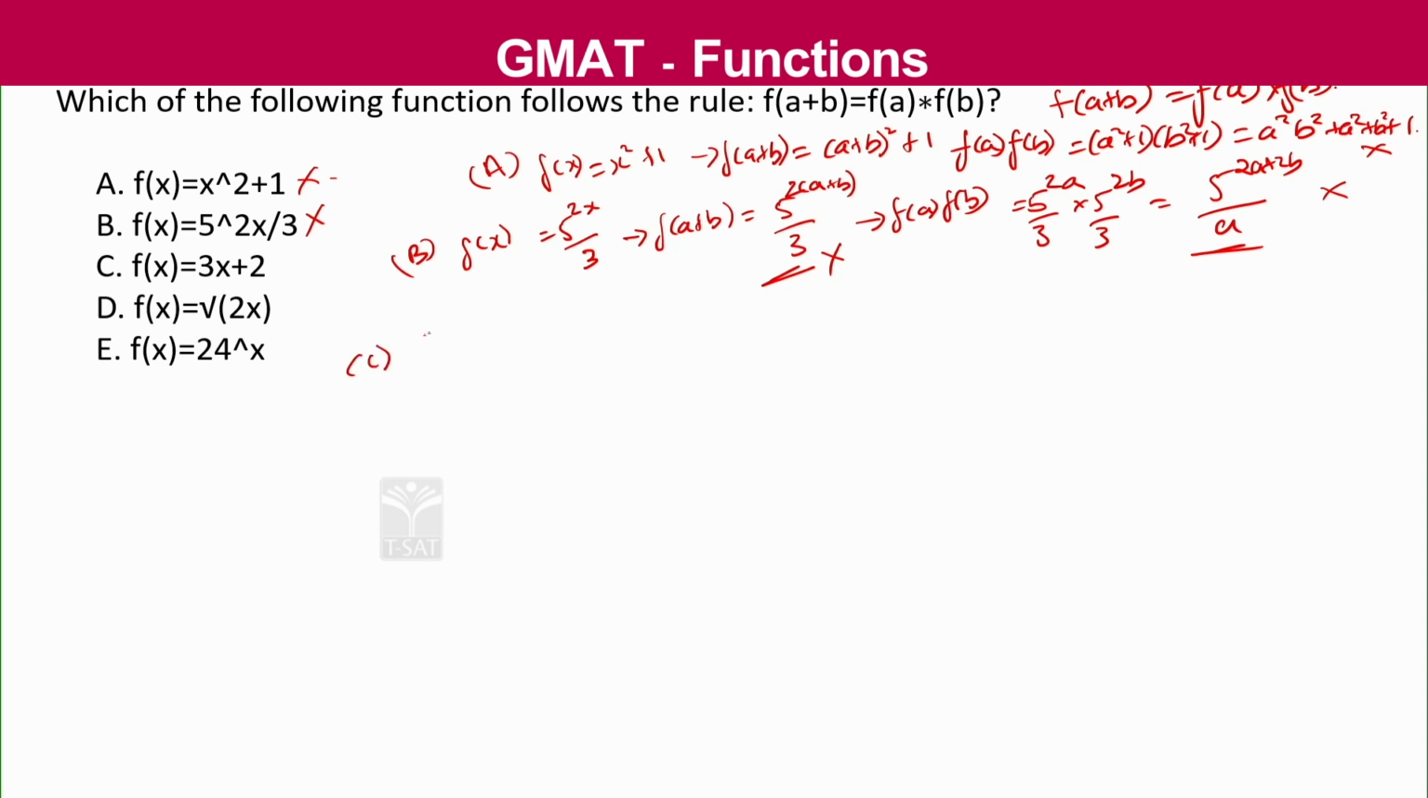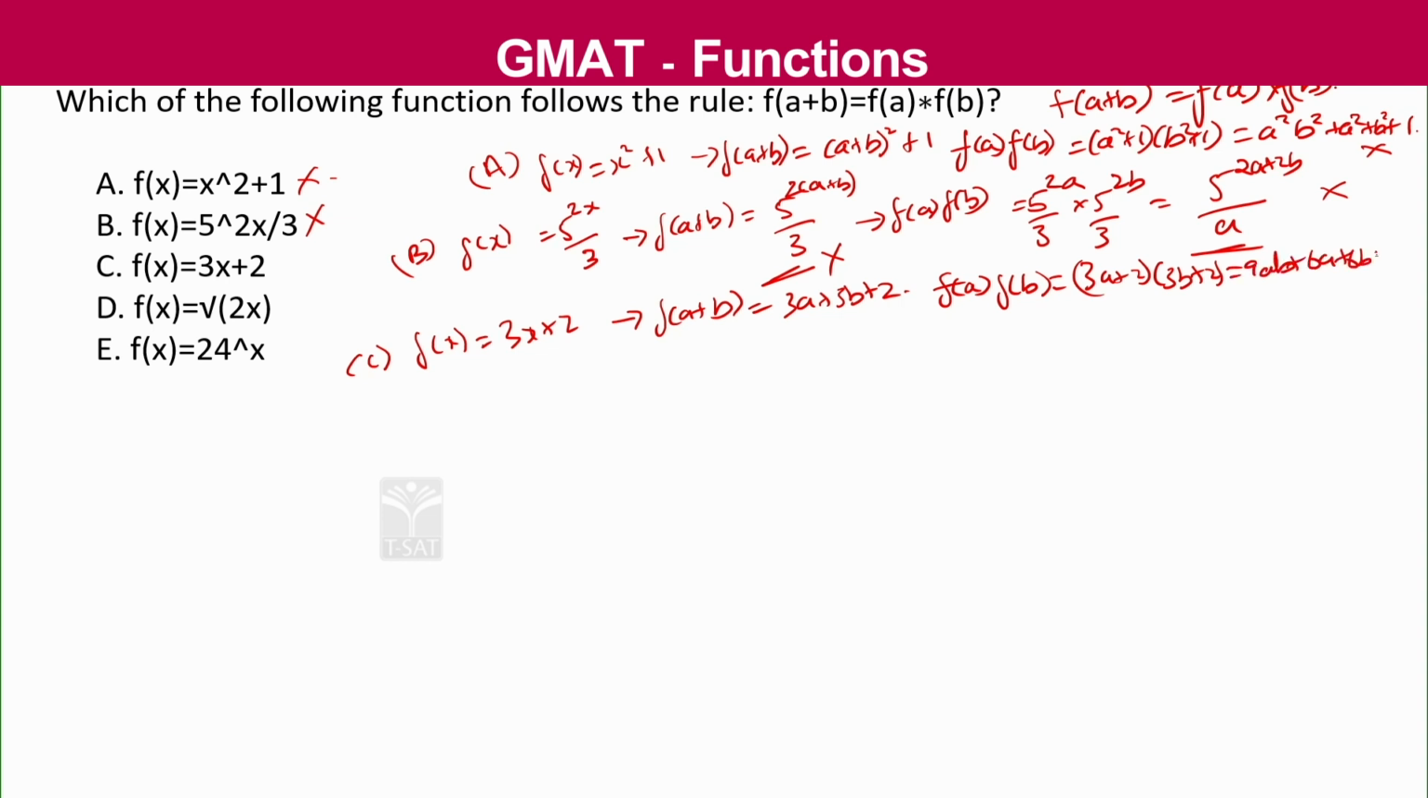In option C, you have f of x is equal to 3x plus 2, which means that f of a plus b will be equal to 3a plus 3b plus 2, and f of a into f of b will be equal to 3a plus 2 into 3b plus 2, which is equal to 9ab plus 6a plus 6b plus 4, which again doesn't match with f of a plus b. So, you can cancel out option C.